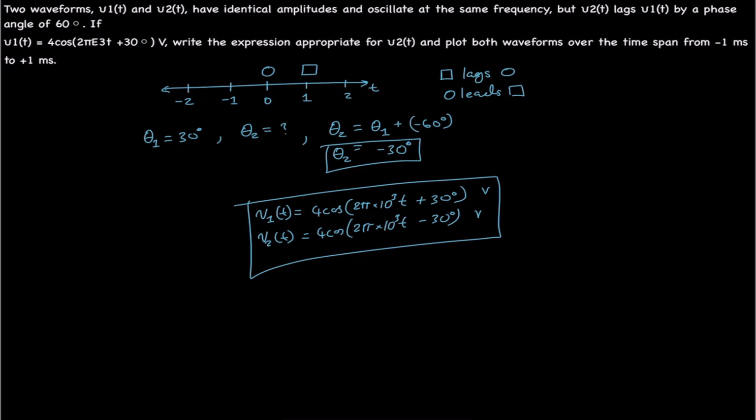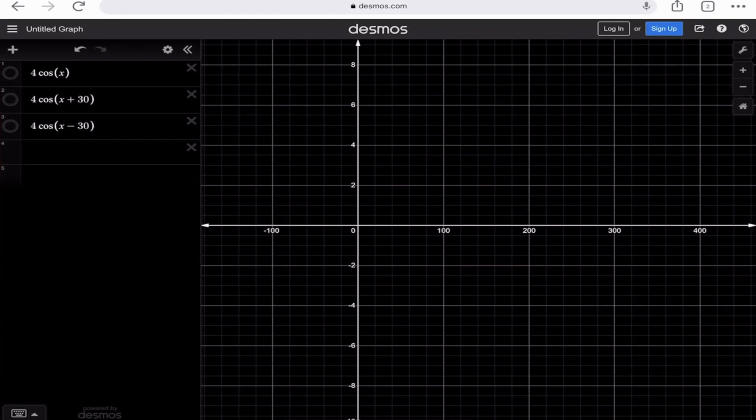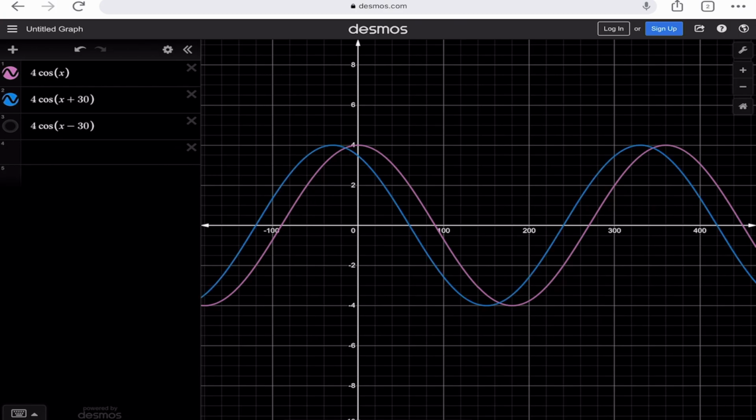We can then graph that in decimals. But first, let's look at the cosine of x with an amplitude of 4, and then we can look at the advanced version of that. This is because, just like the simple model that we had, cosine of x plus 30 occurs before cosine of x. So cosine of x plus 30 would be an advanced version of cosine of x.